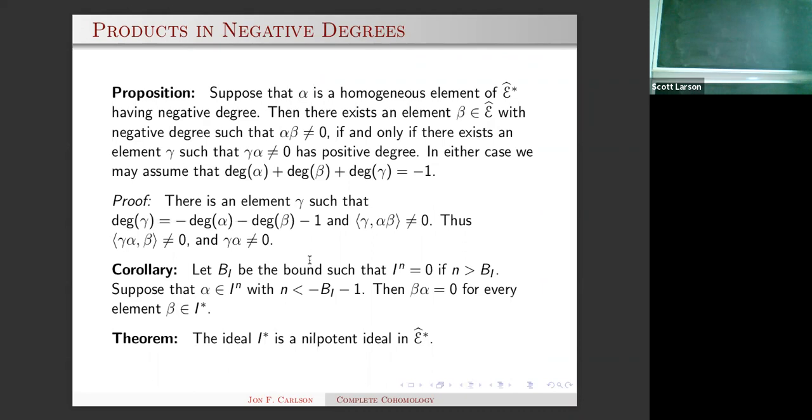The products have degree zero, but that then is an element in XMM. And in XMM, it's got to be in the radical, and the radical is nilpotent. So that's basically the way this proof goes: you bound it above and you bound it below if products are non-zero.